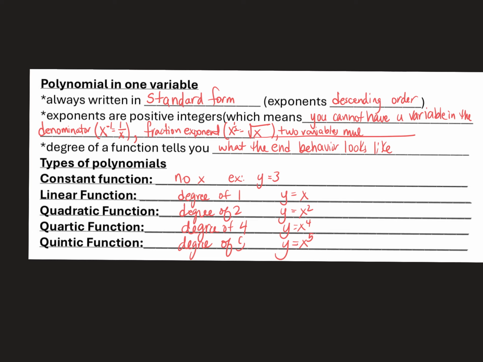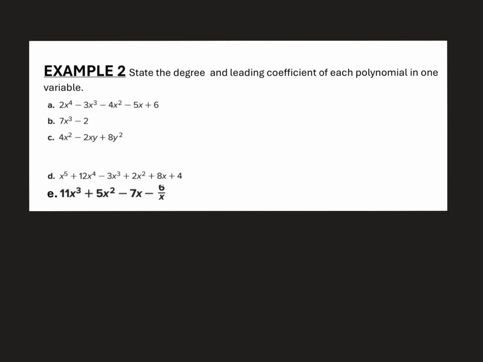That's not a polynomial in one variable. And that, for example, means x times y. You cannot have x times y. So for these problems, we're going to state the degree and leading coefficient of each polynomial in one variable.